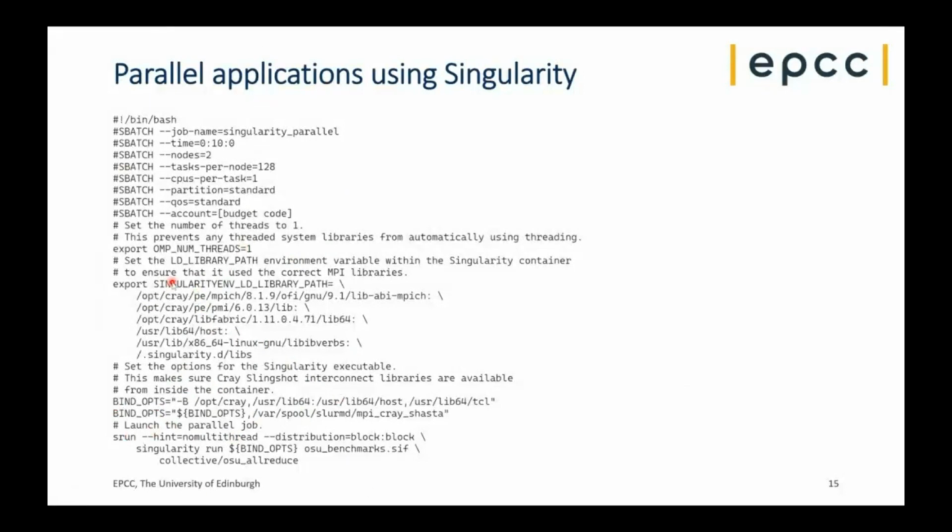This is complicated, but the thing is you don't have to know how to do it. You can just copy this recipe, and once you copy all this stuff from export here down to bind opts here, you can then just run your container as you would normally, and it should just pick up the networks fine and run sensibly.